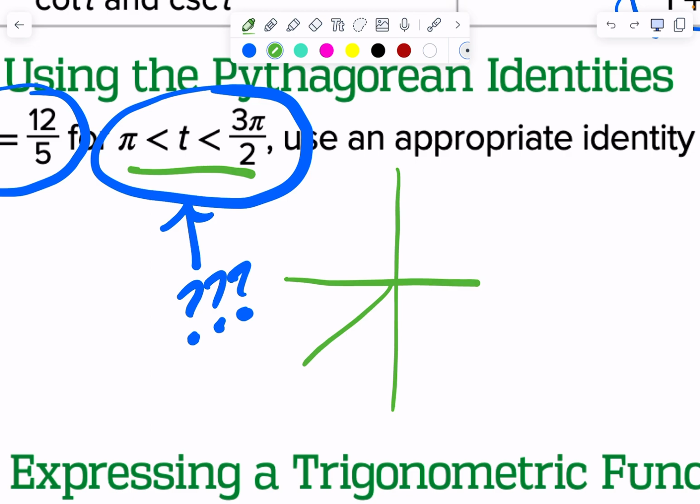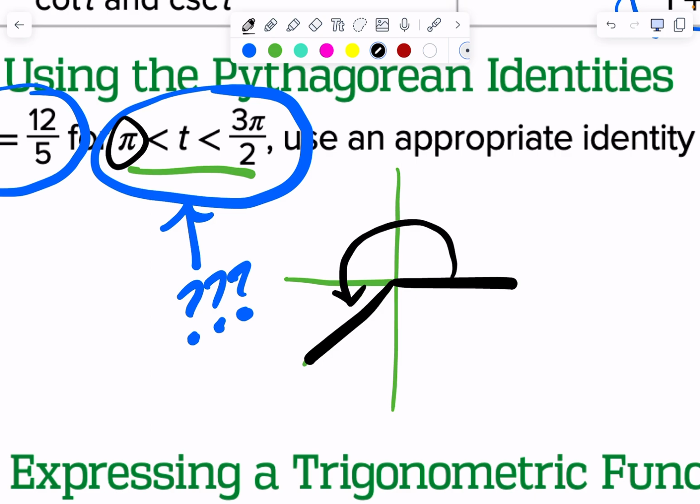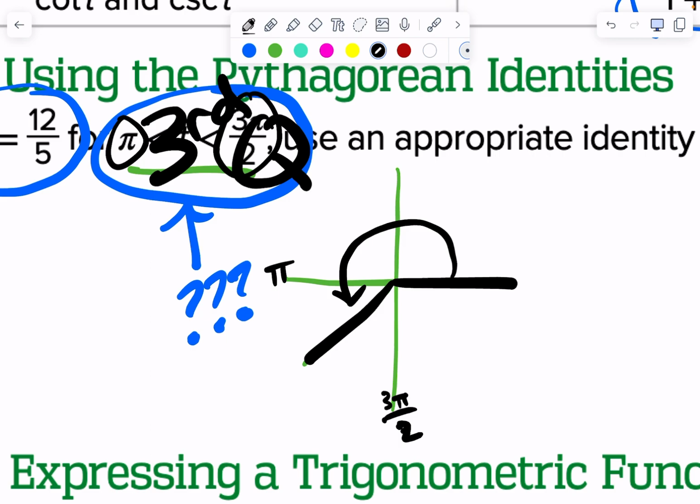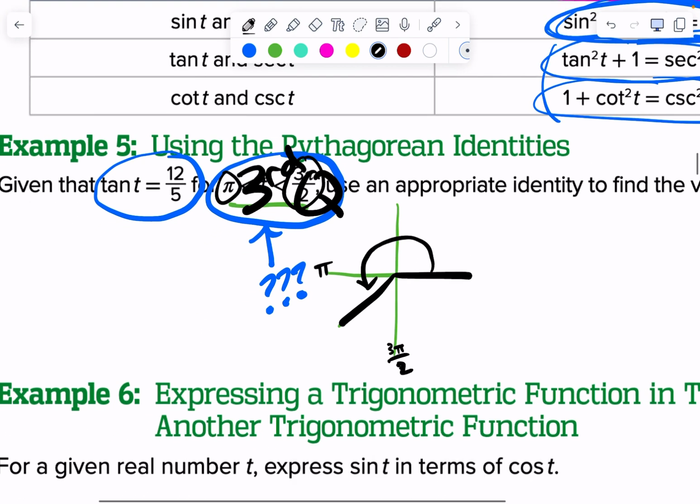So here's what it looks like. Here's my angle. We're talking about an angle in the third quadrant if he lives between pi and 3 pi over 2. Pi is here, 3 pi over 2 is here. So this basically just tells me we're in the third quadrant. That's all that means. Yeah? That's very good.